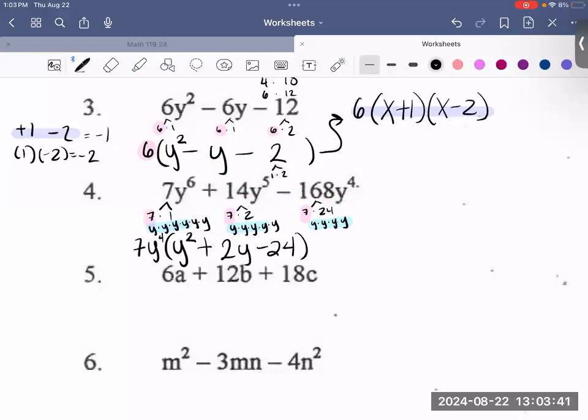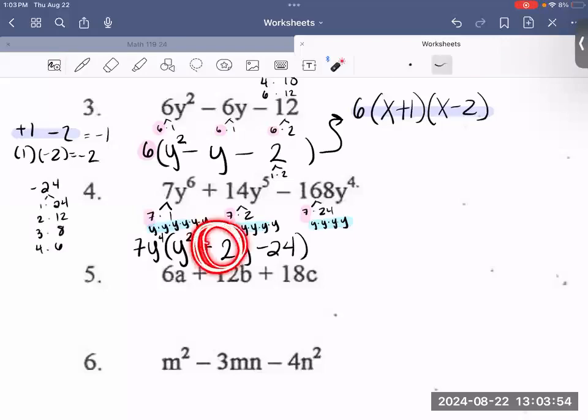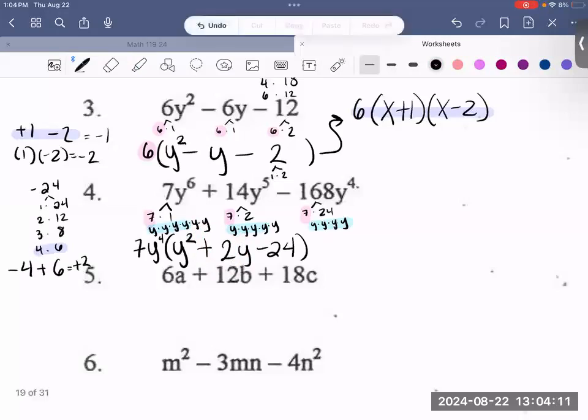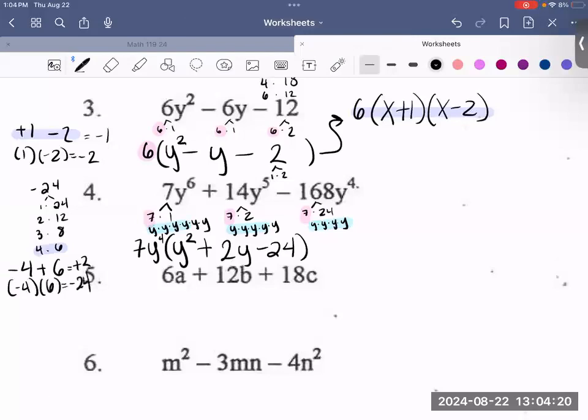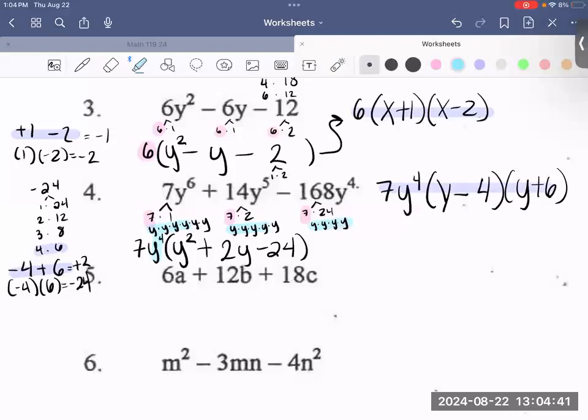Now we're looking at factors of 24: 1 and 24, 2 and 12, 3 and 8, 4 and 6, that can get us to a positive 2. Of those, 4 and 6 can get us to a 2. The bigger number gets the sign, so plus 6 minus 4. If you multiply them together, they come up with negative 24. So that works, you found the factors and their signs. So you have 7y to the 4th, then y minus 4 and y plus 6. And again, the GCF we pulled out is just going to trail us.